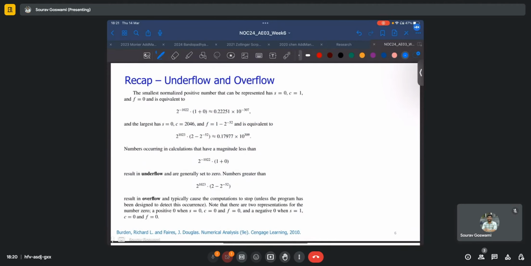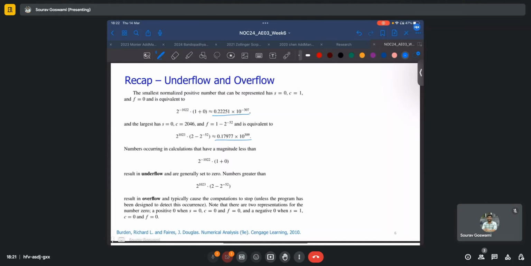Now, as we saw, the machine resolution does not hold to any arbitrary number of precise digits. Of course, we'll have underflow and overflow. What these are: the smallest normalized positive number that can be represented has sign 0, characteristic 1, and mantissa 0, and it is equivalent to 0.22251 times 10 to the power minus 307, which is pretty small, but maybe not small enough. The largest one which can be represented using this convention is 0.17977 times 10 to the power 309.